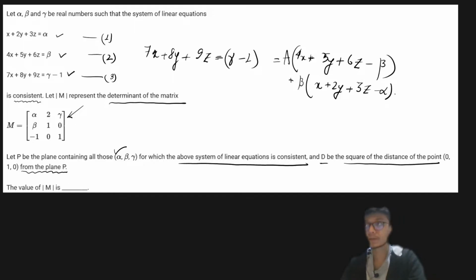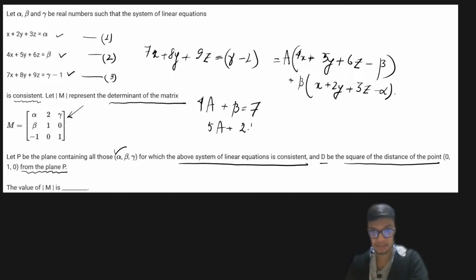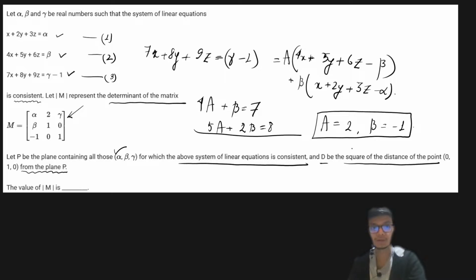Because it says that this system of equations is consistent, right? Is consistent. So if I just compare the coefficients of x, y, and z on both these sides, from there what I will get is that 4 times a plus b is equal to 7, and I will also have 5 times a plus 2 times b is equal to 8, right? And then you solve these two equations, and there you go and get the value of a as equal to 2, and then you get the value of b is equal to minus 1, right? So those are the two values you will get over here for this particular set to be consistent, right?